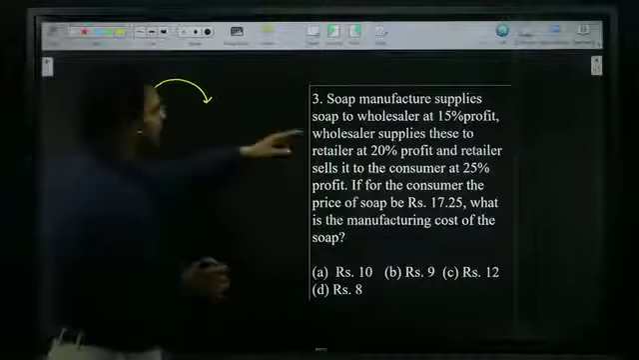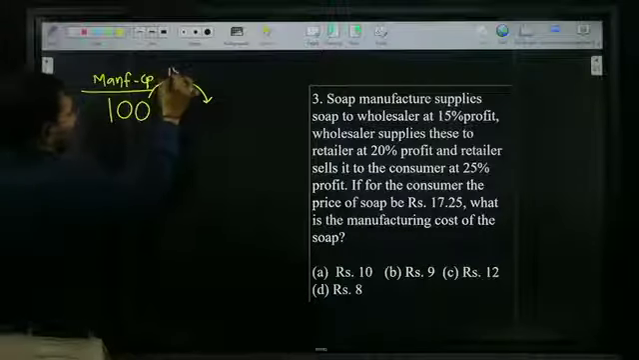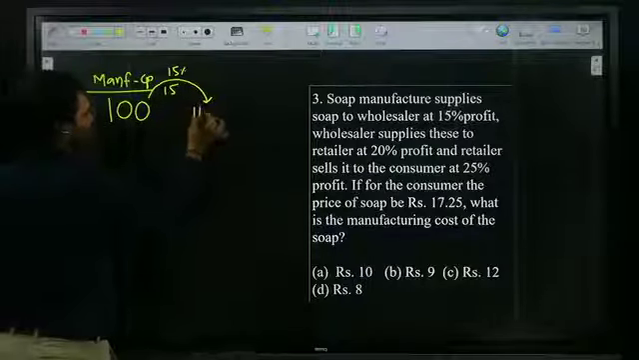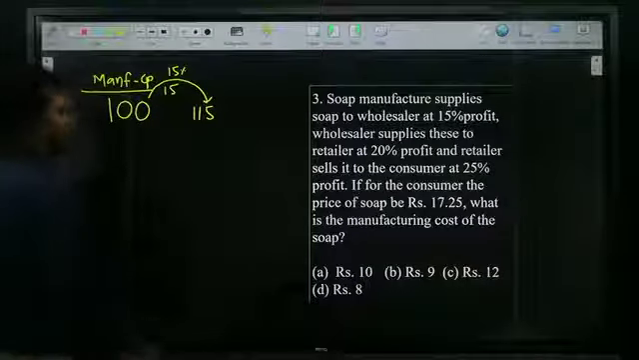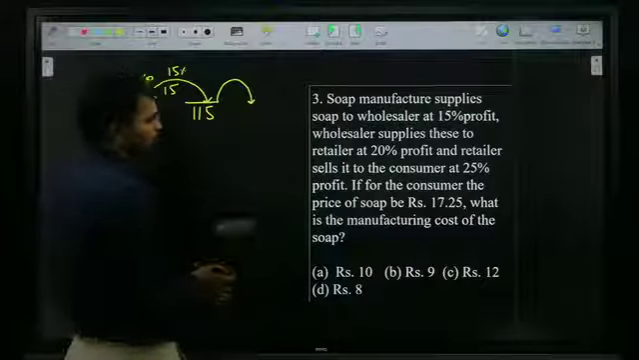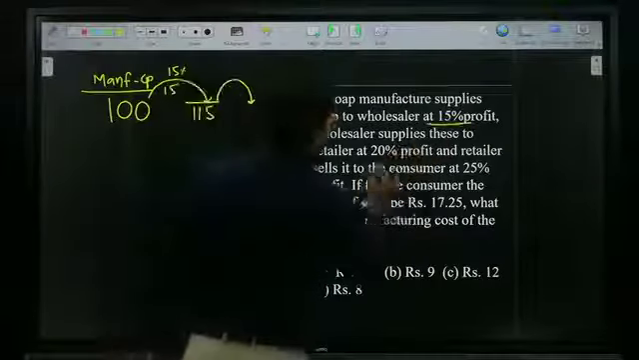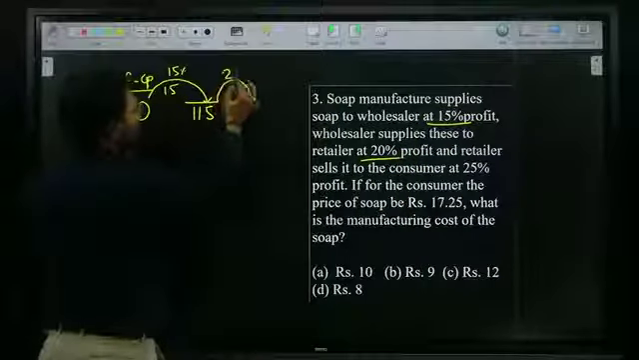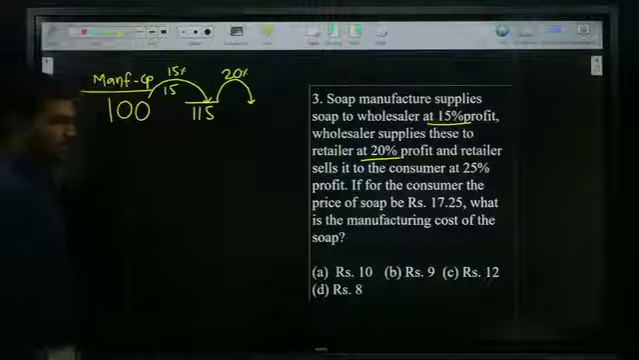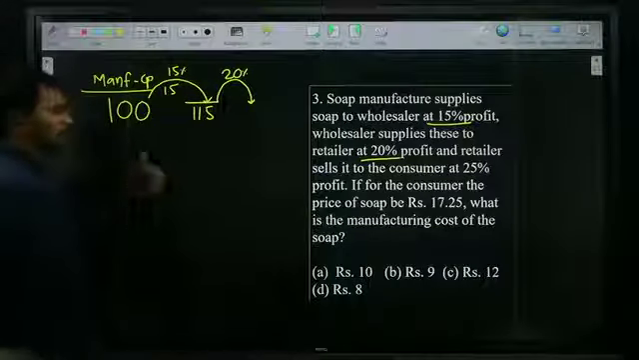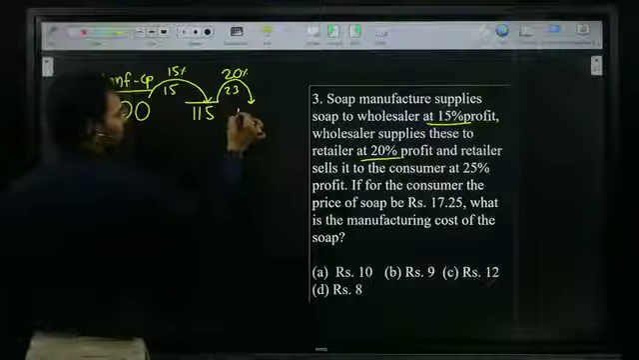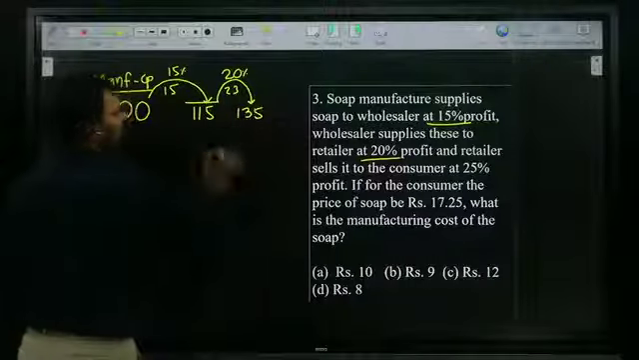How much percent profit? 15%. 15% of 100 is nothing but 15, so it becomes 115. Again, with 115, look at me all of you. 15% is over. Next is 20% profit. 10% of 115 is 11.5, so 20% is nothing but 23. If you add 23 to this, it is 138.